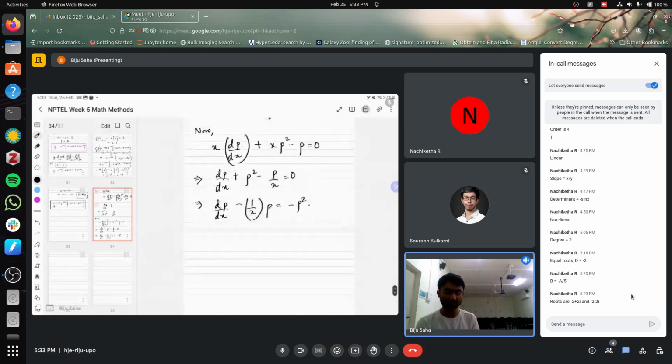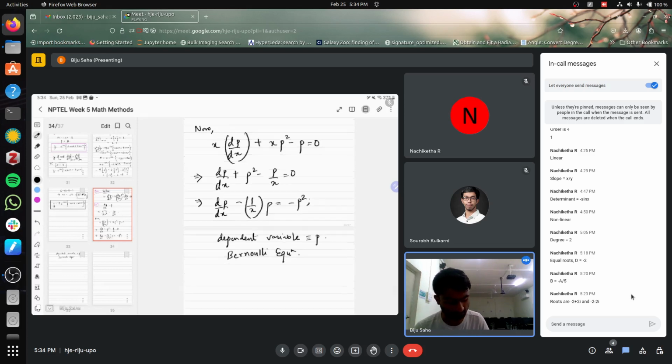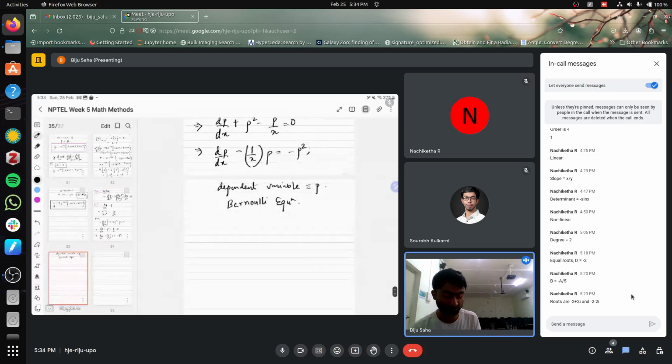So still it is non-linear, because you see p square appears here. In this case my dependent variable has become p, and the independent variable is x itself. So this is the case of a Bernoulli equation, like we already discussed. So now we have come to our comfort area. We have studied how to solve the Bernoulli equation, so easily we can use that technique to solve this particular equation.